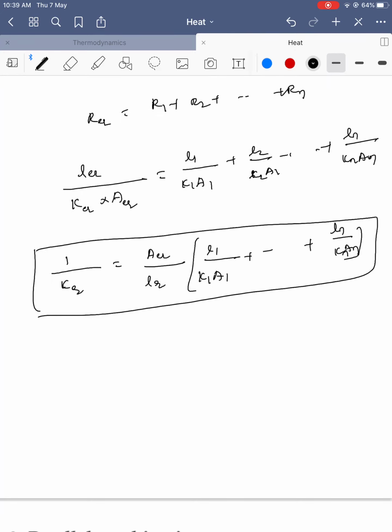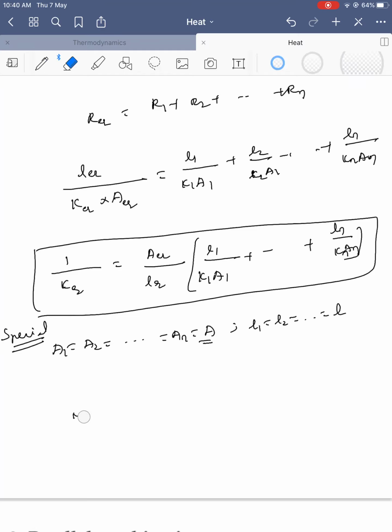To get this, in this case now I am assuming some special cases. Here A1 is equal to A2 is equal to and so on is equal to An, which is equal to A. L1 is equal to L2 is equal to and so on is equal to L. Some special cases. Then for 1 by K equivalent, A equivalent becomes the average of N areas, so A equivalent is equal to the sum of all the areas, NA, divided by total N.